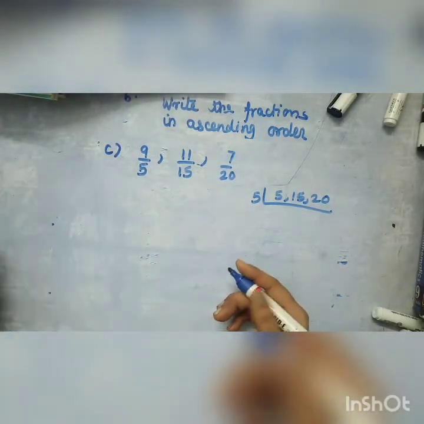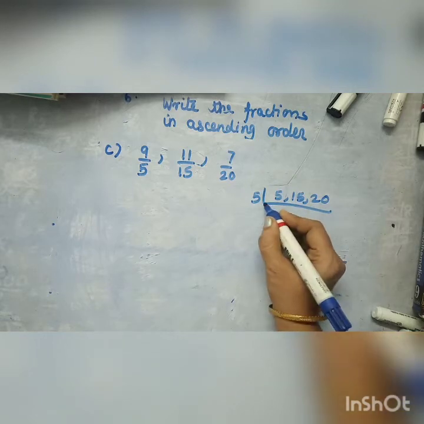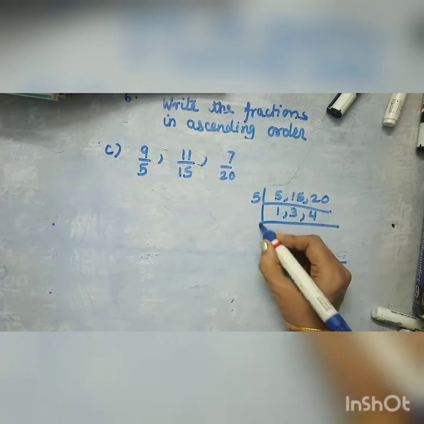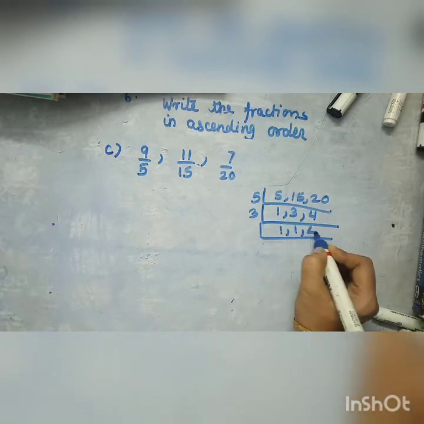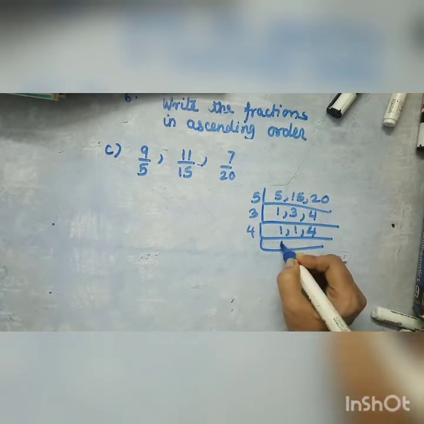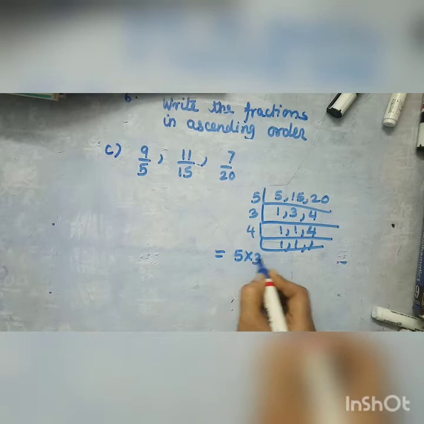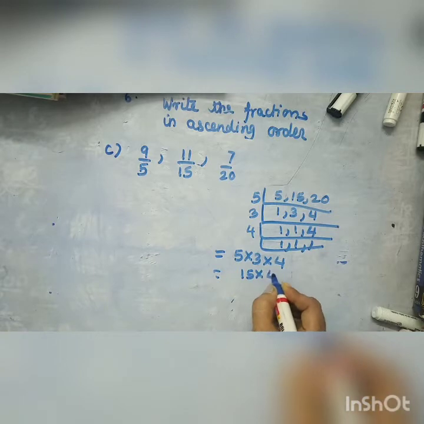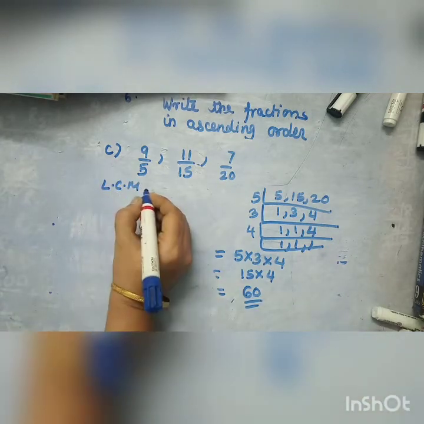Now see the third question. I will give only the LCM product. 5 1 ja 5, 5 3 ja 15, 5 4 ja 20. Then you have 3, so you can write like this, and you have 4. Okay, so your LCM will be 5 into 3 into 4, that is 15 into 4. 15 into 4 is your 60. ठीक है, so LCM आपका कितना आ गया? 60.